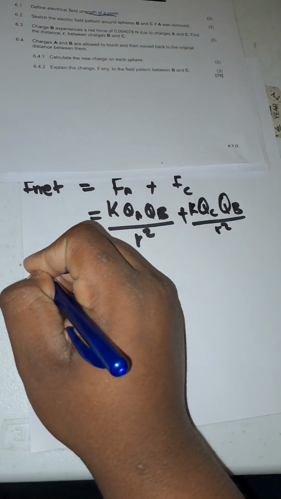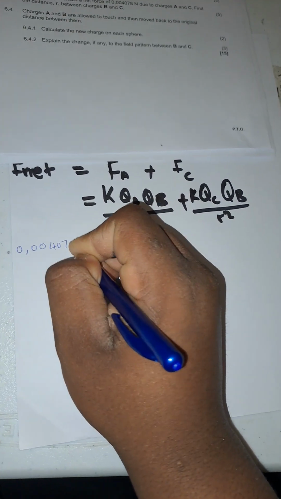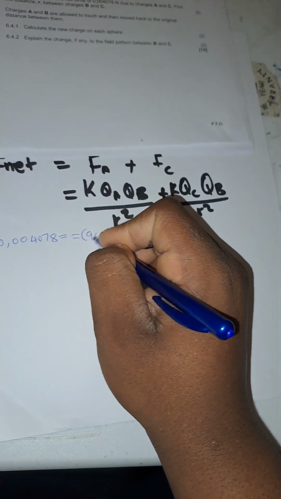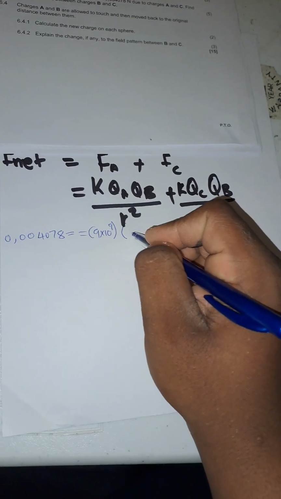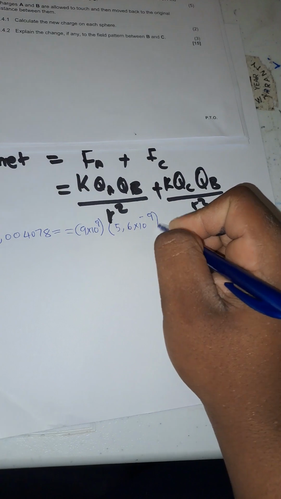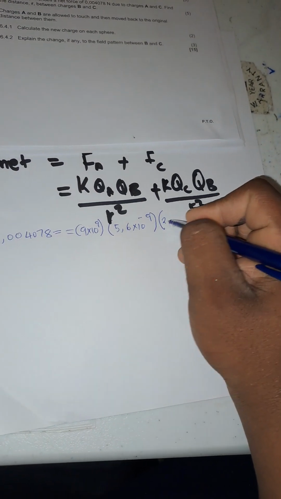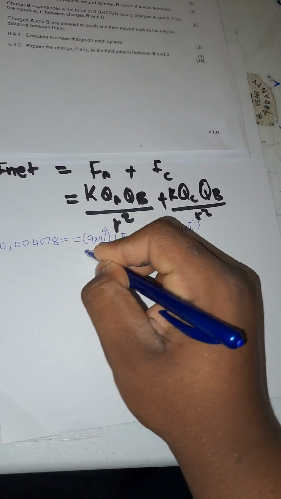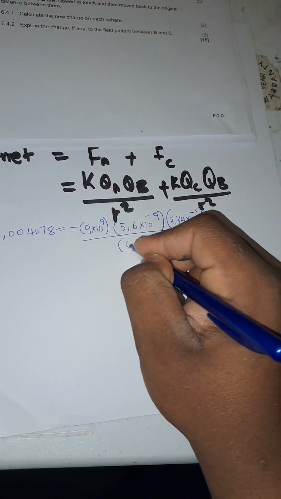Under F, you're gonna put 0,004078. It is equal to, what is the K there that you have? 9 times 10 to the power of 9. What is the charge on QA? It is 5,6 times 10 to the power of negative 9. Remember that positive or minus is just for direction. So what do I have here? 2,34 times 10 to the power of negative 9. Close bracket over what is the distance? 6 millimeters. So it is the same as what?